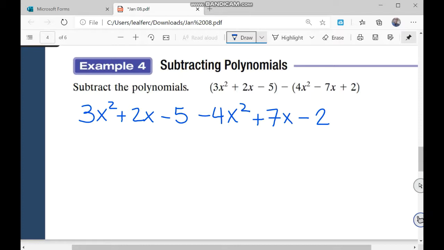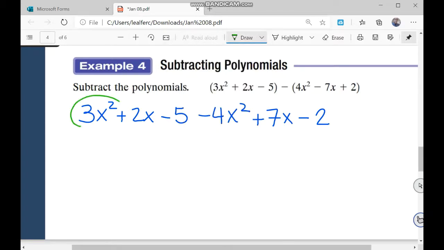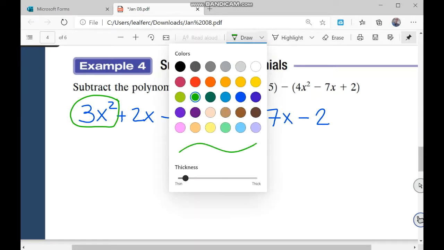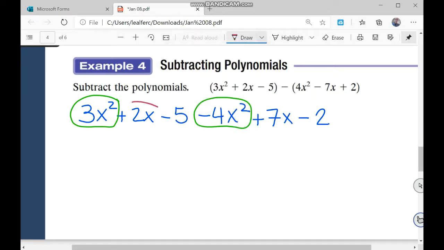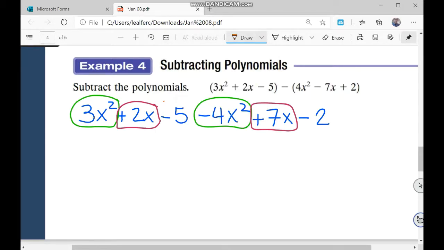Okay? Now we have to simplify and find the like terms to combine. Let's start by finding terms that have the variable x squared, and we find them here. Find other terms that have the variable x, exponent 1, and we find them right here. And find terms that have no variable at all, the constant terms, and we find them here.